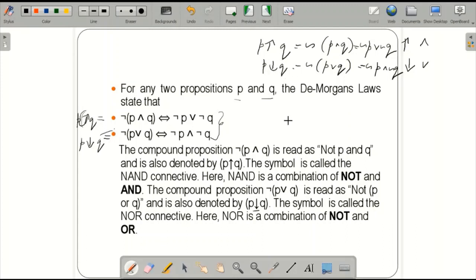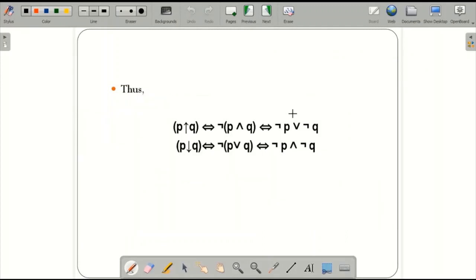So this is regarding the NAND and NOR connectives. The same thing is expressed over here, and thus we get this particular expression. You should know that this is logically equivalent to this, and by De Morgan's law this is logically equivalent to this.